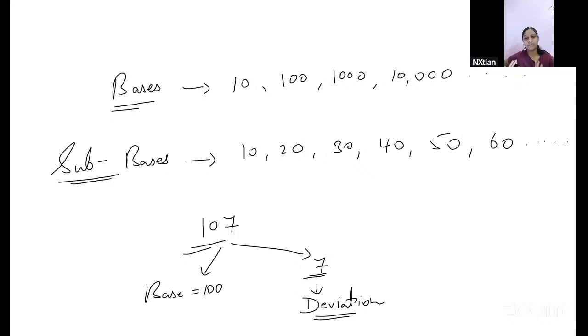Only this much deviation concept is there in this sutra. See, take any number. Let's take 125. Ma'am, how will this help in our multiplication?